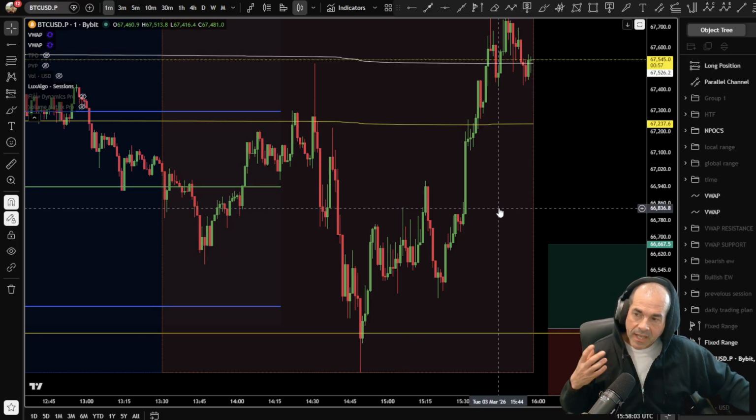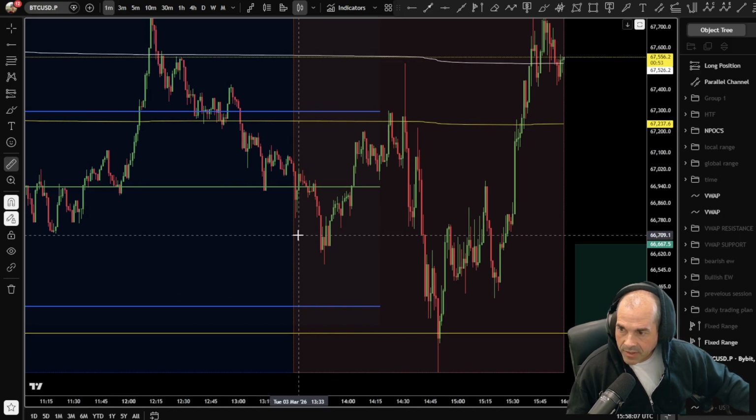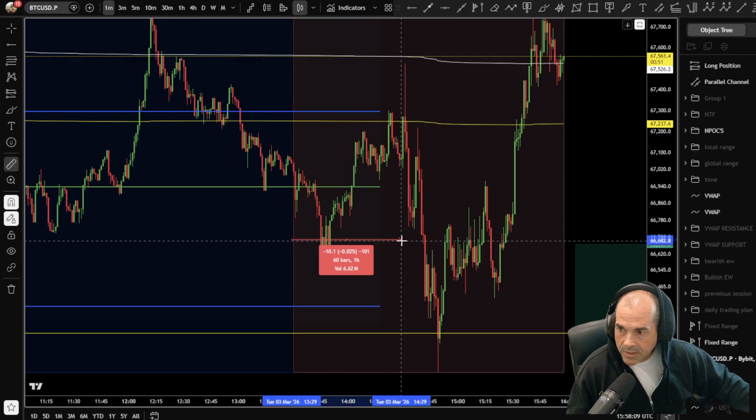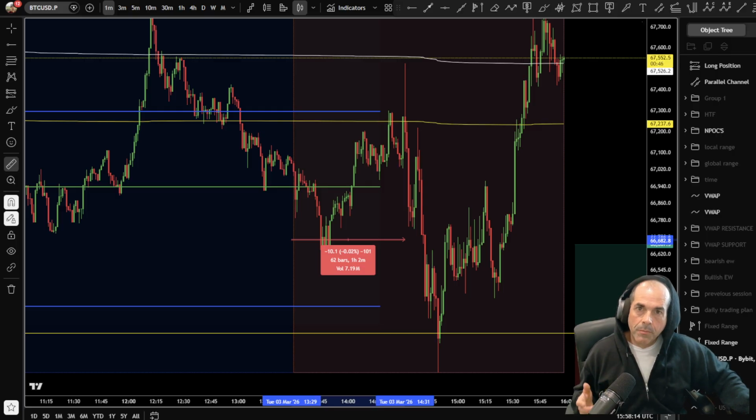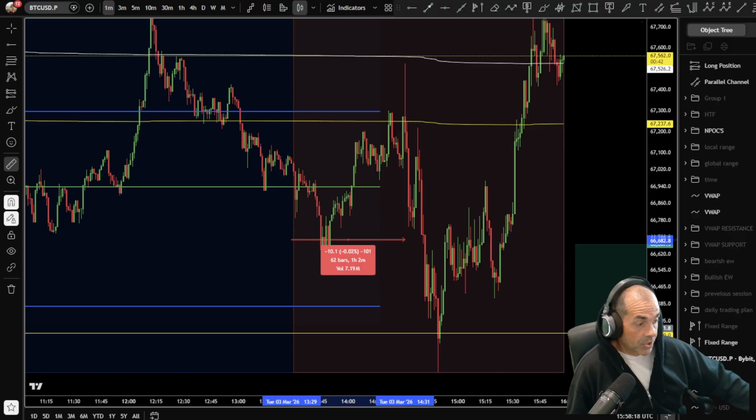And if you stay patient that first hour of the day, like you can see, I'm going to measure this right now. You can see here from the session open right to that wick was exactly 1 hour and 2 minutes. So paying attention to that initial balance is going to show you how the day shapes up.